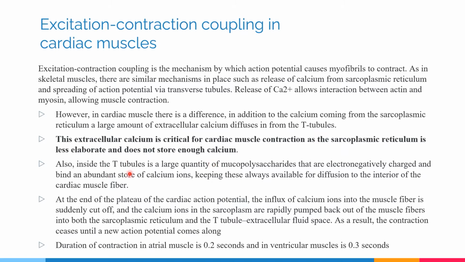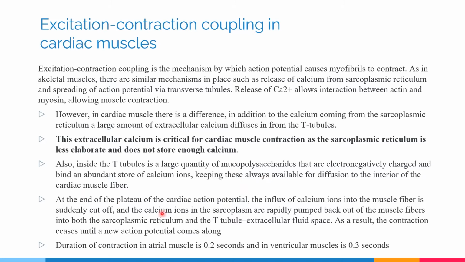Also, inside the transverse tubules, there is a large quantity of mucopolysaccharides that are electronegatively charged, and these store abundant amounts of calcium, which are then kept available for diffusion into the cardiac muscle fibers. So the transverse tubules are an abundant store of calcium ions, where calcium ions are stored via these mucopolysaccharides, and when required, the calcium ions are allowed to diffuse into the cardiac muscles and allow the cardiac muscles to contract.